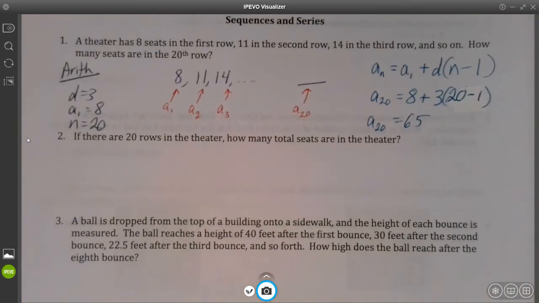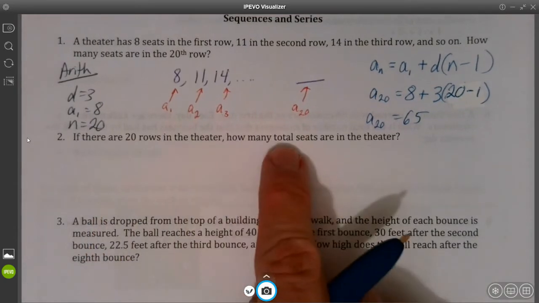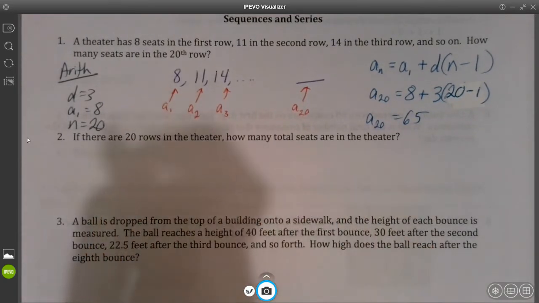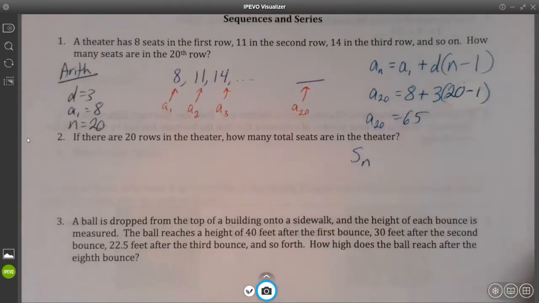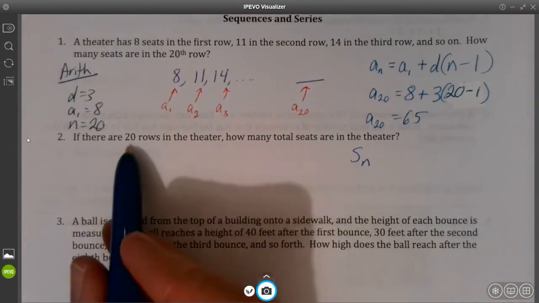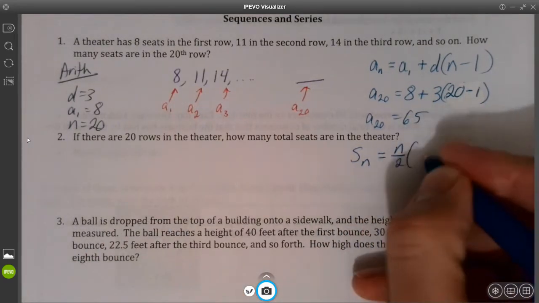If there are 20 rows in the theater, how many total seats are in the theater? Now we get to a different type of question. They're still talking about the 20th row, but now we want to know the total number of seats. And that's a different formula altogether. That is the sum of the first however many rows. In this case, it's 20. And the formula looks like this.